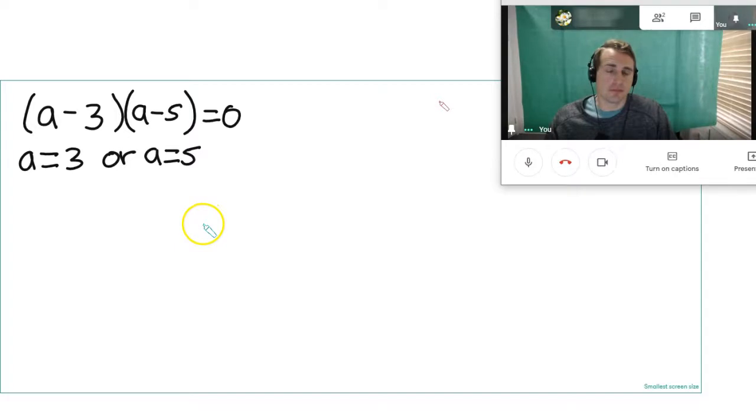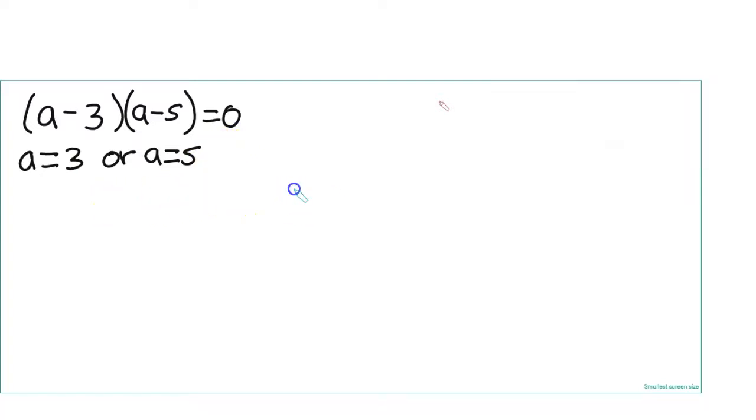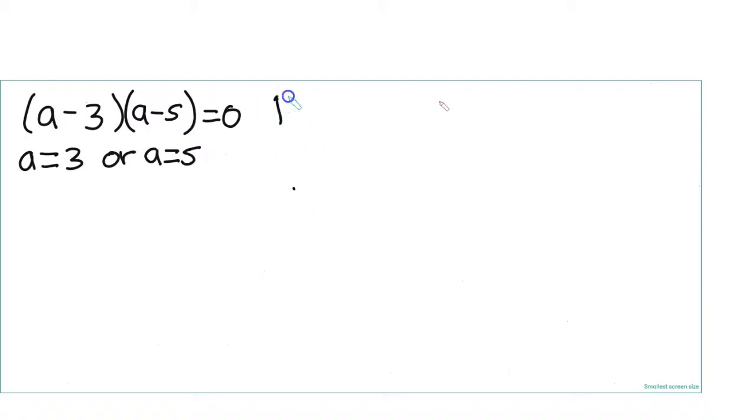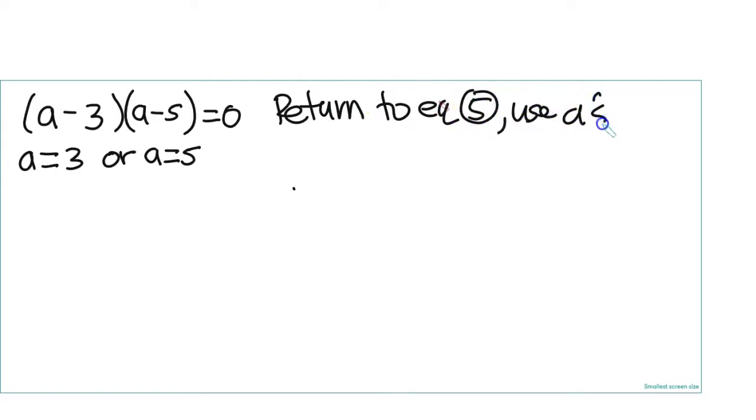Okay? So if that's the case, A equals 3 or A equals 5, then we need to plug those back into which equation? Equation 5. Do you see this? Because we need to find C. Okay. So that's the idea. Let's plug into equation 5. So let me write this down. So let's just say return to equation 5. Use the A's to find the C's. But anyway, here's equation 5.